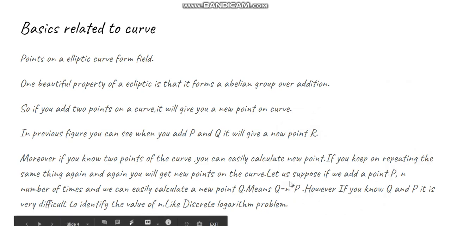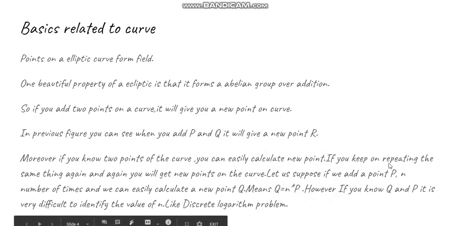But if you add a point n number of times, you can easily calculate the value of the new point Q, which will be equal to n into P. But the difficulty is, if you know the value of Q and the value of P, it is very difficult to identify the value of n. This is like the discrete logarithm problem. So we will use this property to define encryption and decryption and for sharing keys. So this is the idea.